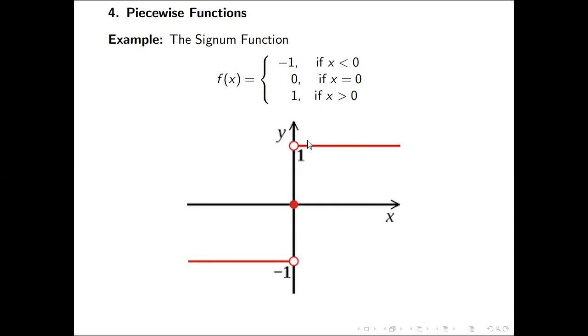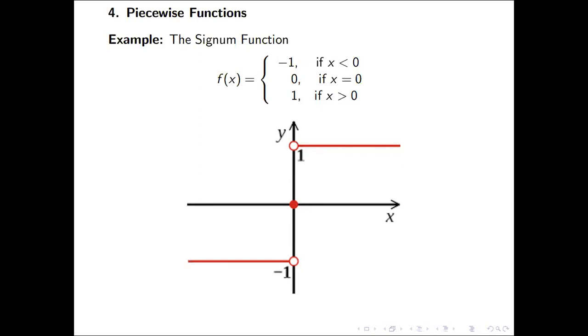And then, how about for this? If x is 0, the value of y is 0. So it's just the point 0, 0. So it's the origin here. So that is the graph of the signum function. So can you state the domain and range? Anyone? Obviously, what's the domain?